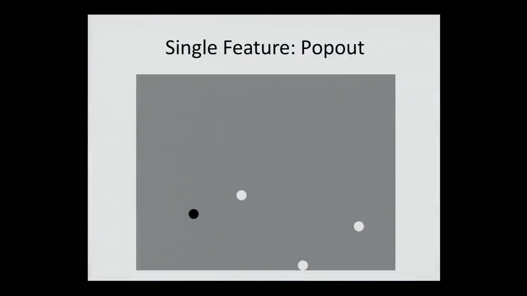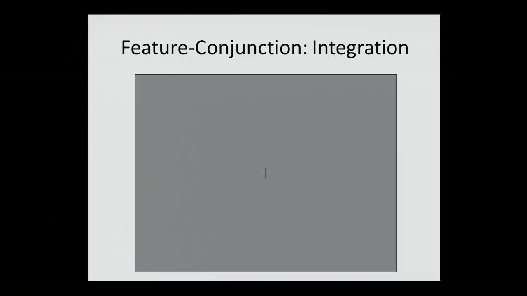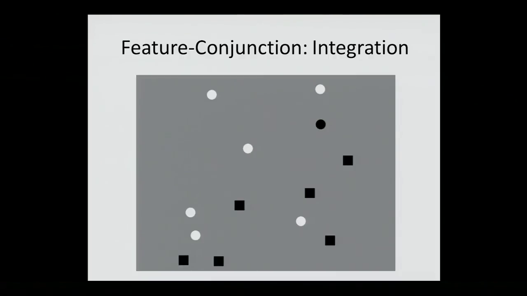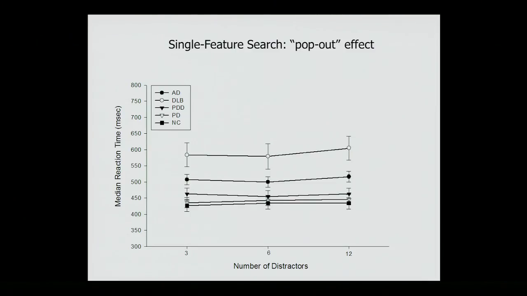Here's just an example. This is the single feature. Just see if the black dot is there. This is the target present. This is target absent. And then the feature conjunction, you look for the black dot. There's target present. And hopefully everybody found it. And then target absent. And these were the results that we found.